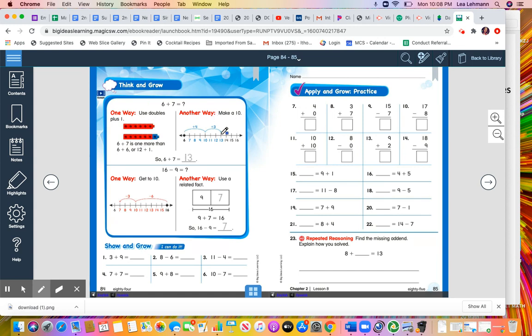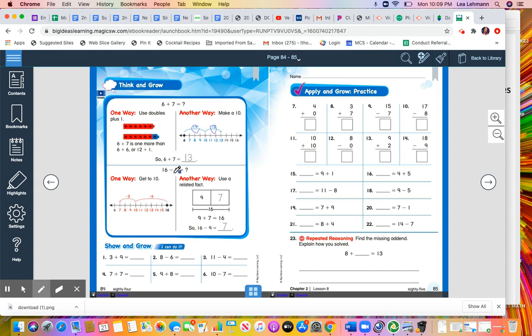Another way is that they made a 10. So they started at that 6, that's where the 6 is, and they went to 10. How many was that? So that's 4, right? 4. But we need 7. So they added 3 more to have that be 7, right? So they jumped the 4, jumped 3, and they also ended at 13. See how you can do one problem 2 different ways? Okay, let's try another one.